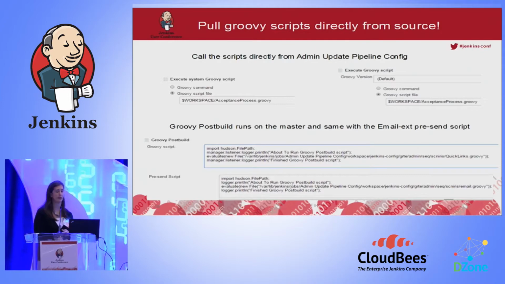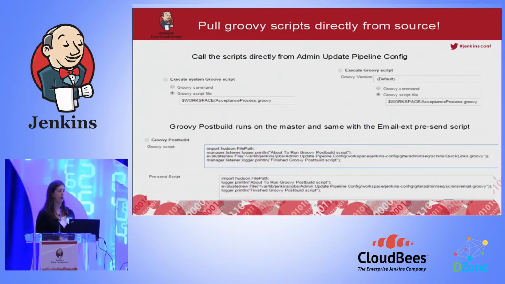You can also pull things like Groovy scripts directly from source. Groovy is a plugin. If you add it, there's a couple plugins for it. You can add it to your Jenkins environment, and if you copy those artifacts from that Jenkins pipeline config job, you can reference them. So you can do $workspace, and as long as it's been copied down to the workspace, it'll just execute it for you.